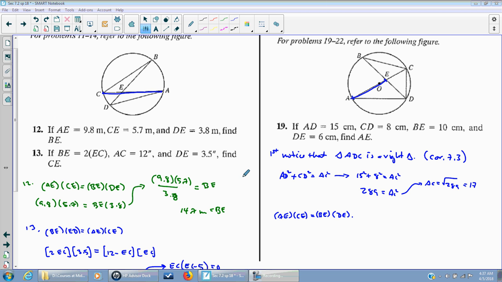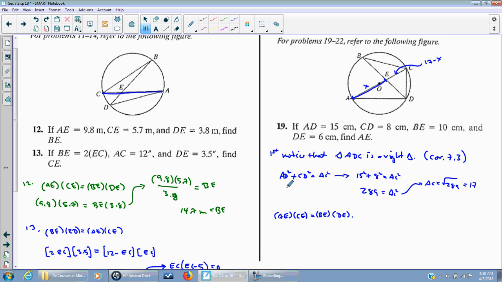Let's see, I can plug in some of these numbers. I know BE and DE. I don't know anything about AE and CE, so just to make this look a little nicer, I'm going to call this amount X. Then CE is going to be 17 minus X.